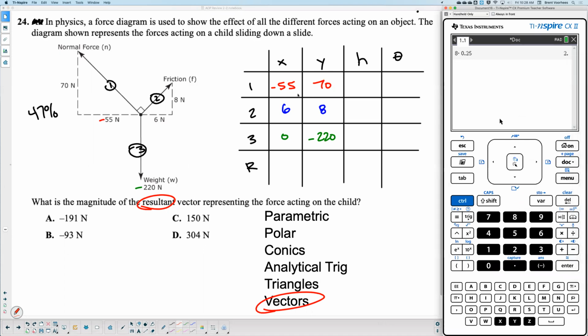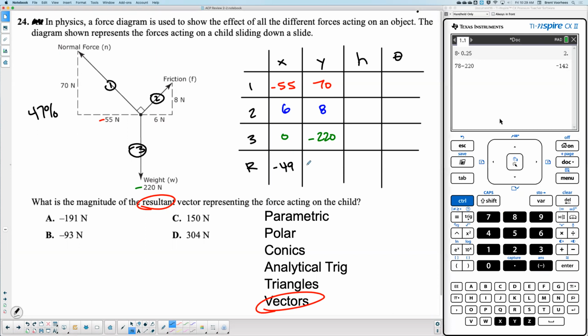You know what? Let's save ourselves time. What's negative 55 plus 6? Let's just go ahead and fill it. Why are we using the calculator for basic math? Negative 49. This one's maybe not so basic. Let's just type that in. 70. Well, it's going to be 78. 70 plus 8 is 78, and then minus 220. What do y'all get when you do that? Negative 142. All right, great.